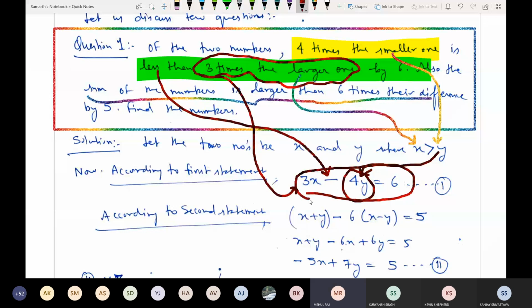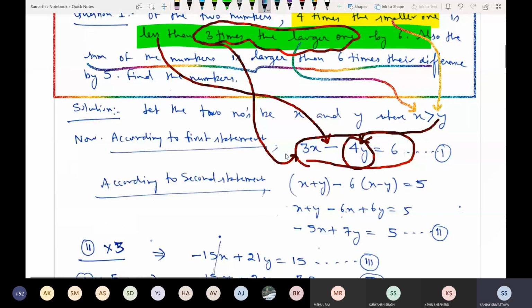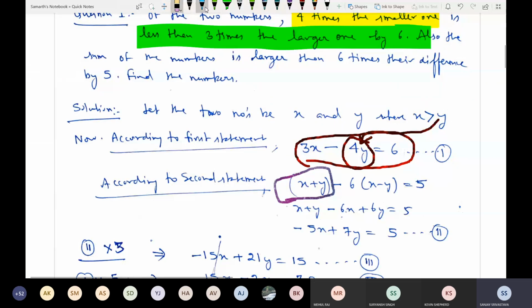Yes, sir. Okay. Also the sum of the numbers is larger than 6 times their difference by 5. So the sum of the numbers means x plus y is larger than 6 times their difference. The difference is x minus y, because x is greater, so we write x first, x minus y. So according to the question, what is the second equation? x plus y minus 6 times x minus y equals 5.